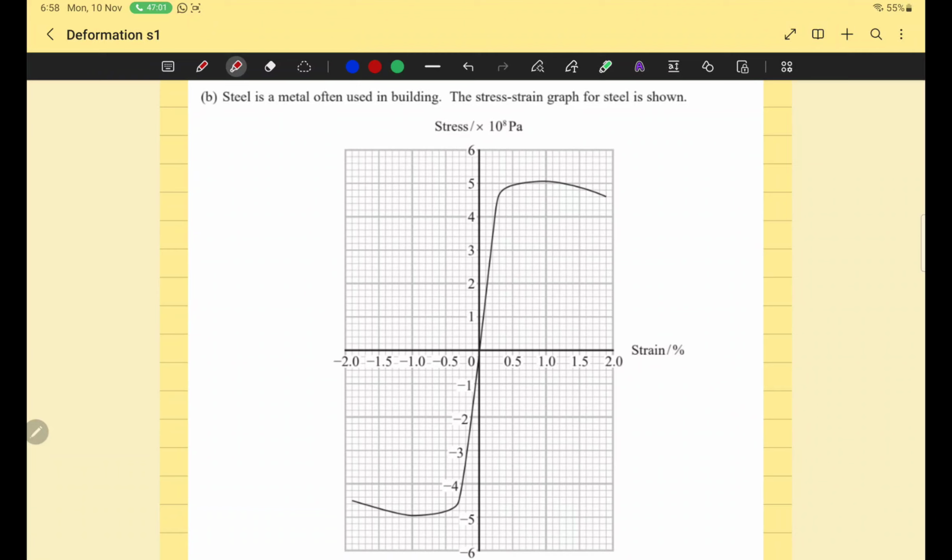So tomorrow we will discuss these graphs as well. Right now I am ending my class.